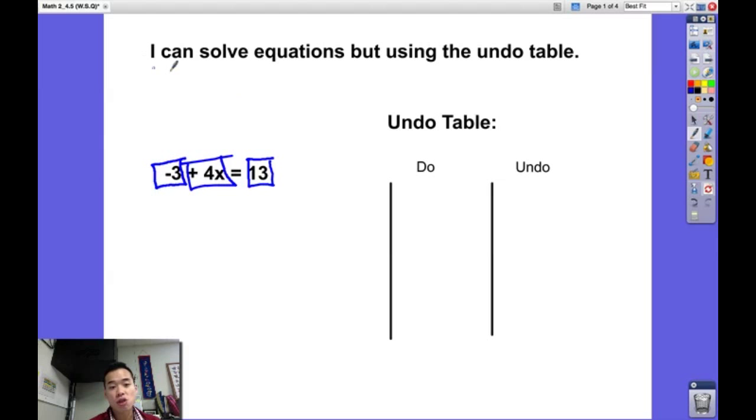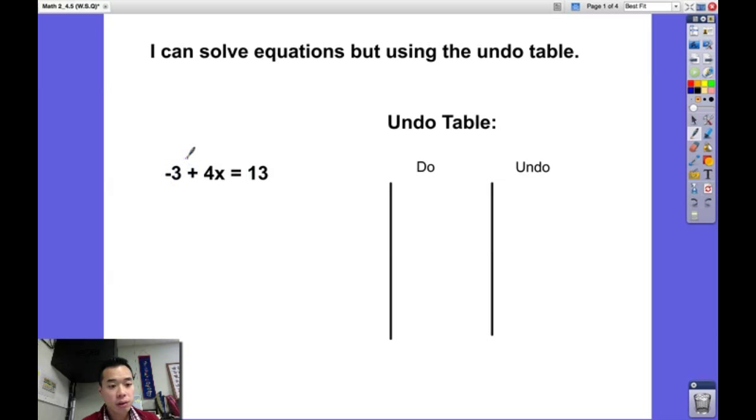So if I were to describe this to you, I would say that here's my number. It gets multiplied by 4, and then it gets added to negative 3. The result is 13. When you are filling out the do column, starting right here, going top to bottom, you're always going to follow your order of operations. I'm going to write order of op for short.